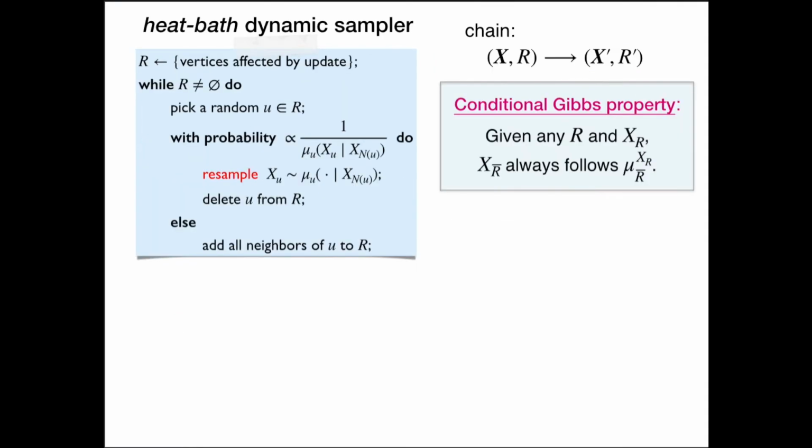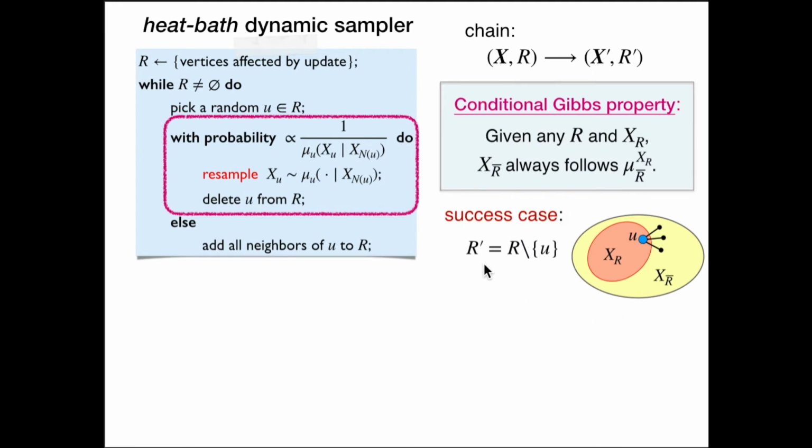So now let's take this heat bath dynamic sampler as an example. Let me further explain how this particular algorithm satisfies this invariant, the conditional Gibbs property. First, for the success branch of the filter, the new set R prime successfully fixed the vertex U, or successfully removed U out of R. Then, due to the conditional Gibbs property for the current step, we have that the good part of the configuration, this X_R bar, is distributed correctly. But our goal is to have X_R bar distributed like this one below. Here it is R prime, and up here it is R. The only difference between R and R prime is this vertex U. R prime does not have vertex U.